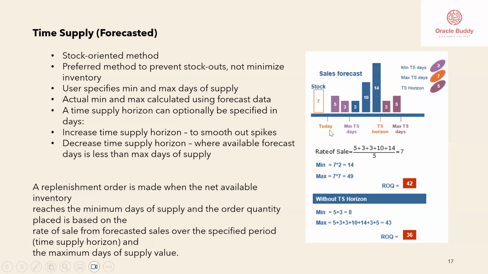So as we have today, we have stock of 7. So the ROQ will be created: 49 minus 7, that is 42 units. If we are not using TS horizon, this will be the calculation.